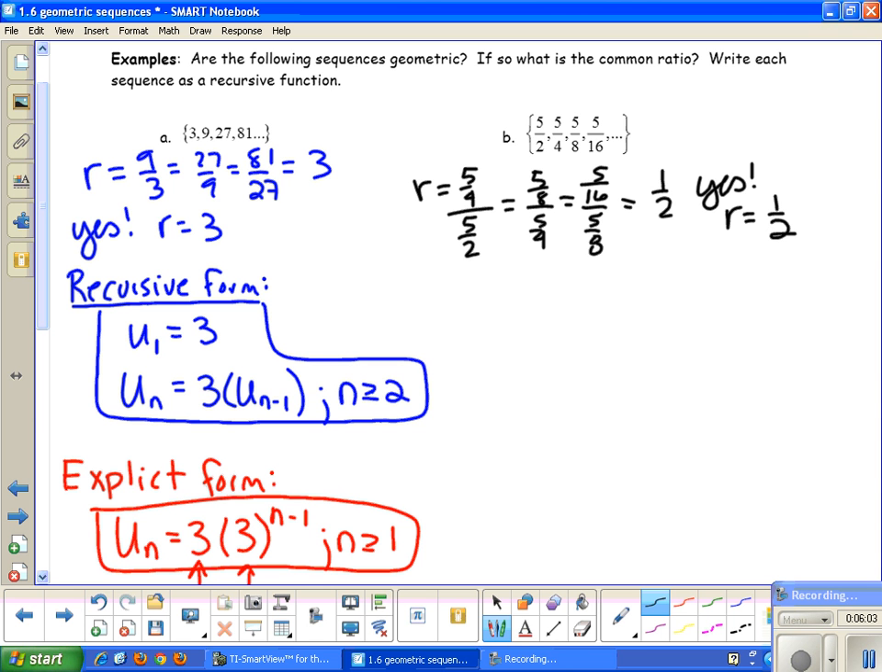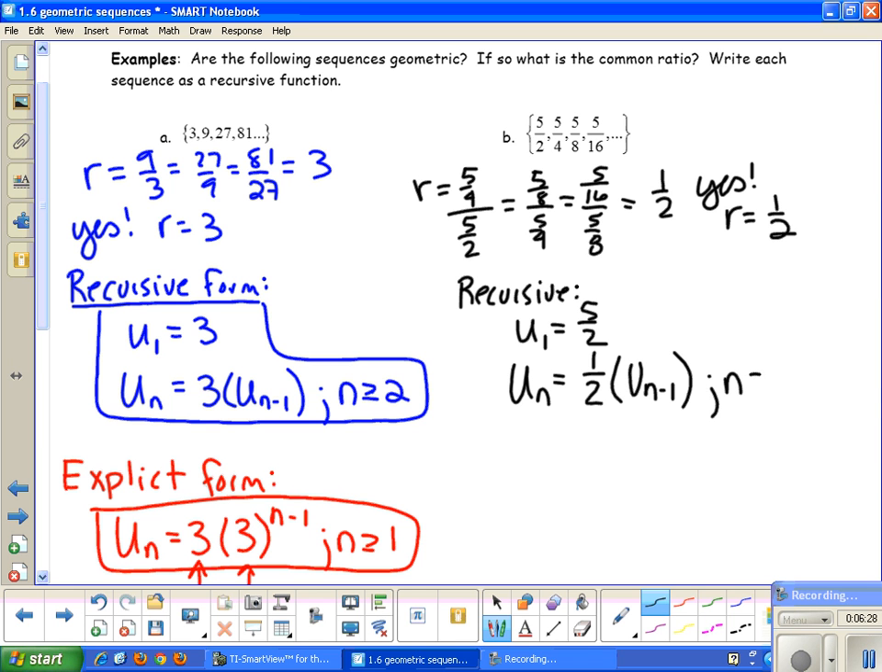So 5/2 times a half gives you 5/4, and times another half gives you 5/8, times another half gives you 5/16. So to write the formulas for this, we have recursive. So the recursive form would be my first term, which is 5/2, and then a formula for the nth term would be equal to my common ratio, which is 1/2, times my previous term for values of n greater than or equal to 2.